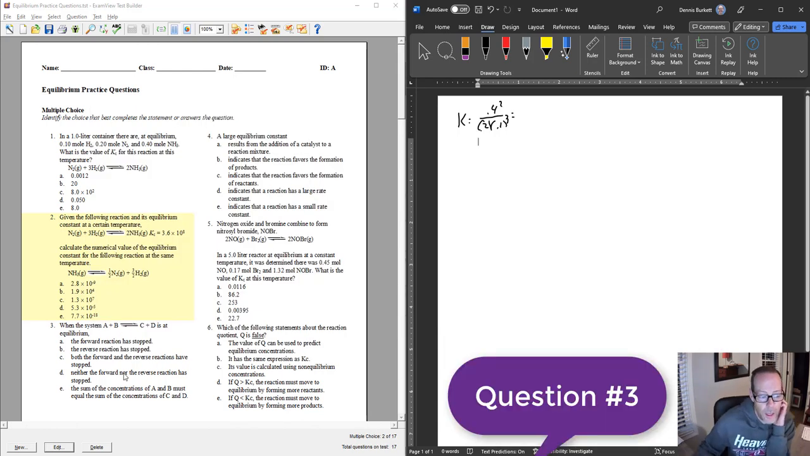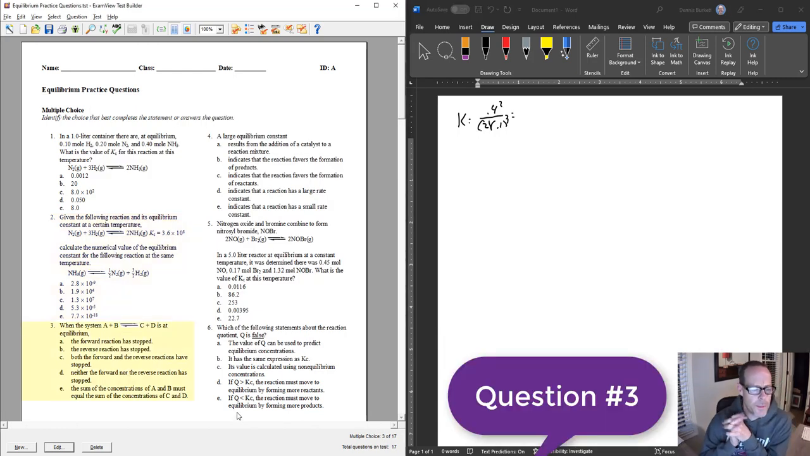Number three. When a system A plus B is in equilibrium with C plus D, what is true? The forward reaction is stopped? No. The reverse reaction is stopped? No. Both of them have stopped? Definitely no. They have the same rate. They're always changing. They're just changing at equal rates. D, neither has stopped, and the sum of concentrations of A and B must be equal, then no. So definitely letter D.